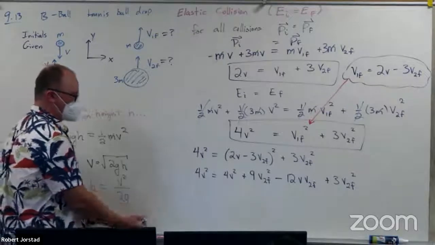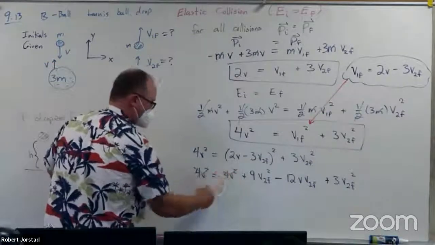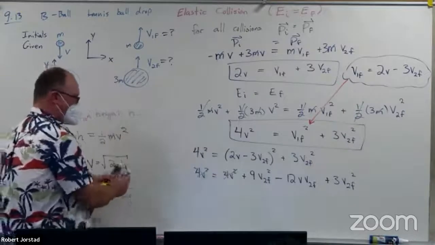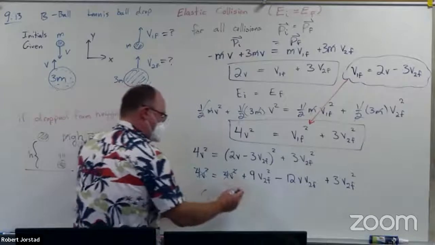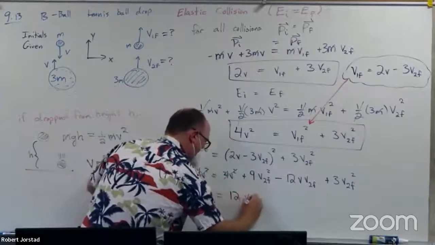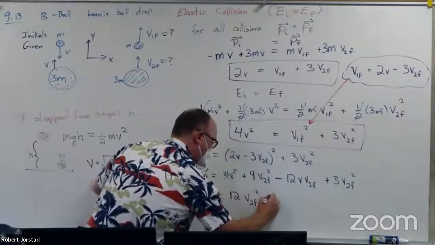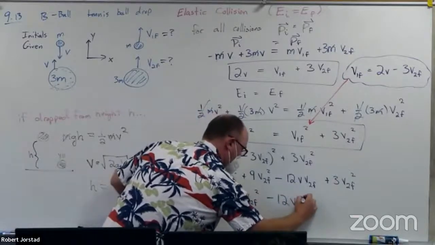Oh, we can cancel out. Isn't that cool? That drops out. And now I get 0 equals, I'm just going to write this like this, 12 V2 final squared minus 12 V V2 final.